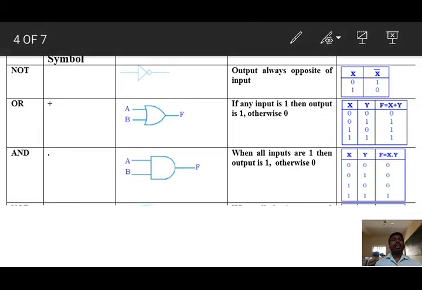First, NOT gate. The logic symbol of NOT gate is complement. If you give X as an input signal, the output will be X complement. This is the logical diagram. Output condition: the output is always opposite of input, or we can say the output is always the complement of input.